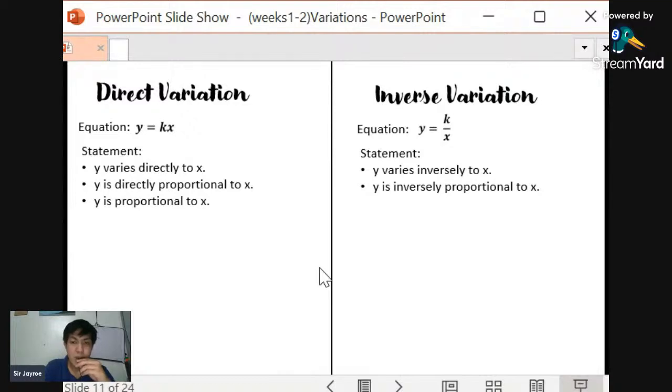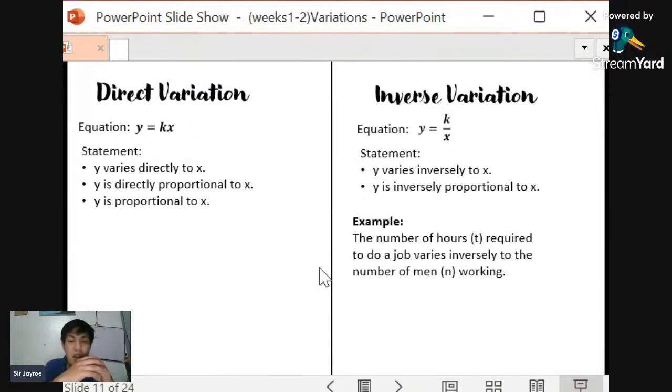So yun po, kapag inverse variation, nasa ilalim po yung isang variable. Okay. Now, let's proceed to the statement. This is very, very easy and very simple. Kapag inverse variation, nandun lang yung word na inversely. So direct variation, we use y varies directly to x. Of course, in inverse variation, we're just going to use y varies inversely to x, or y is inversely proportional to x. So nandun po yung word inversely. So that is simple. And I think nakuha nyo na yon.